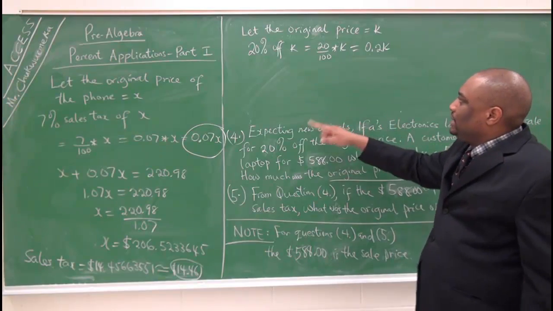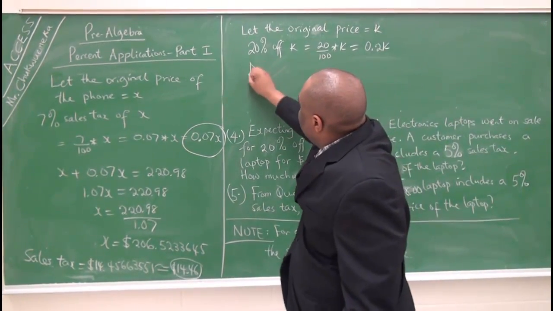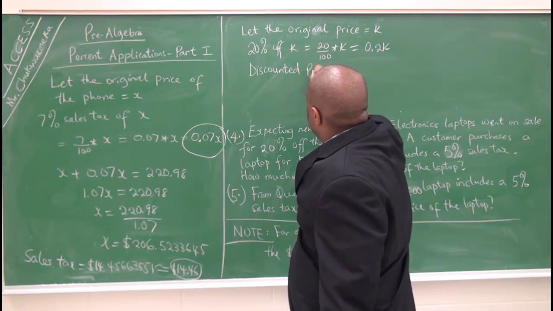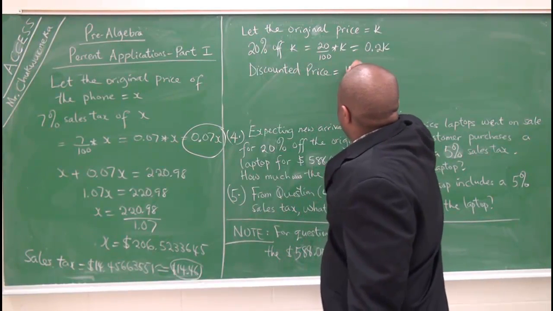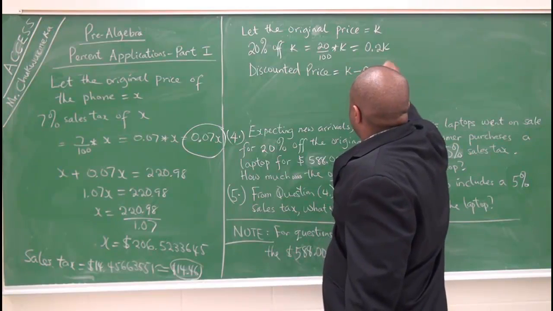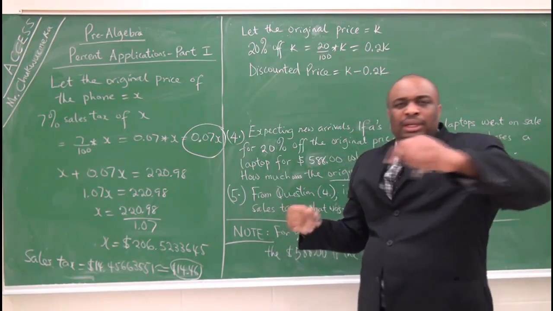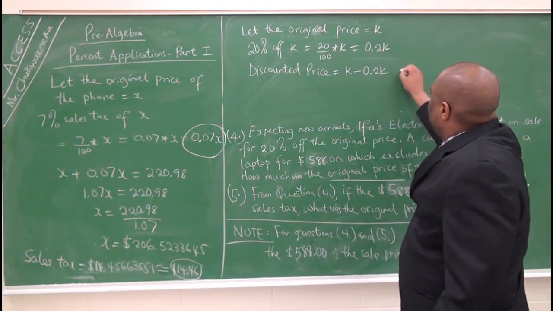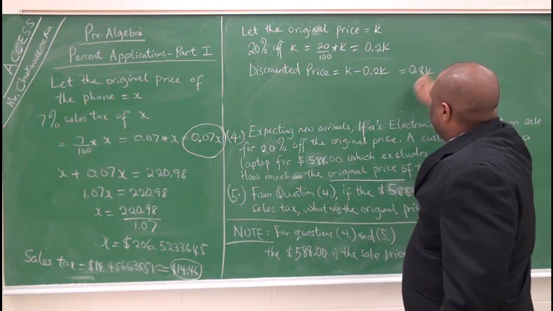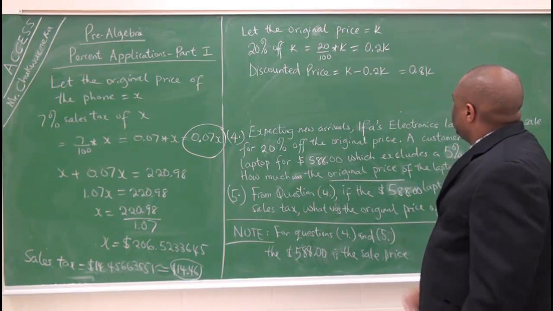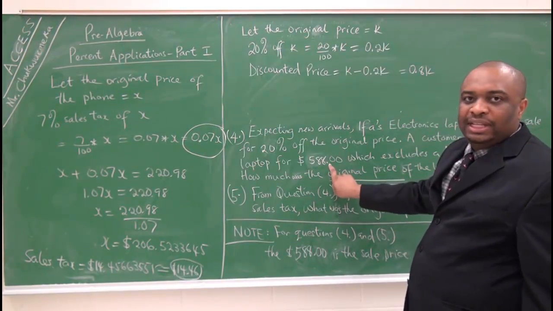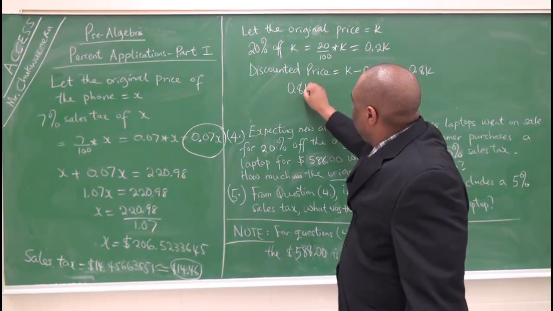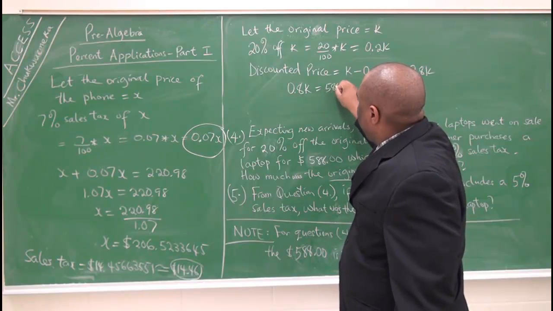Right? So what will be the discounted price? The discounted price will now be K minus 0.2K. Remember, that's after you remove the discount. And that will give us 0.8K. So this 0.8K is equivalent to $588. So 0.8K is equal to 588.